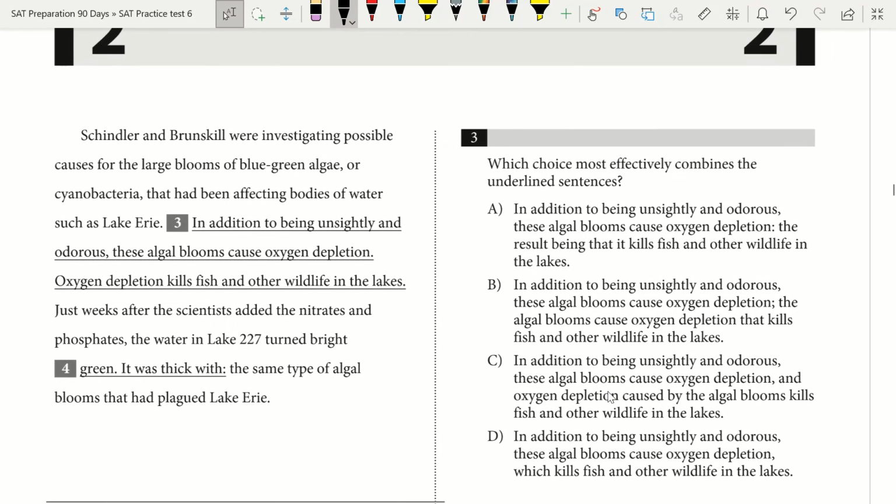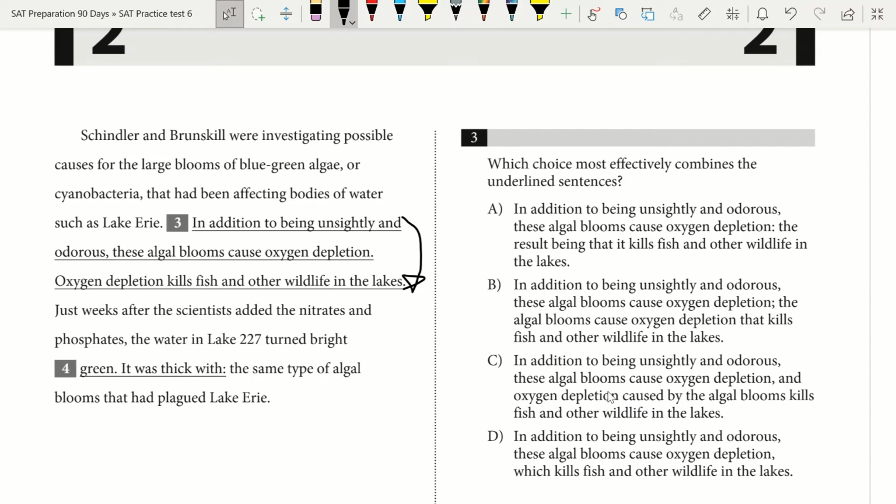All right, moving on. Schindler and Brunskill were investigating possible causes for the large blooms of blue-green algae or cyanobacteria that had been affecting bodies of water such as Lake Erie. Okay, now I'm asked to combine two sentences. When I'm asked to do that, I'm going to read these two and try to come up with a decent answer choice as to what is going to be correct.